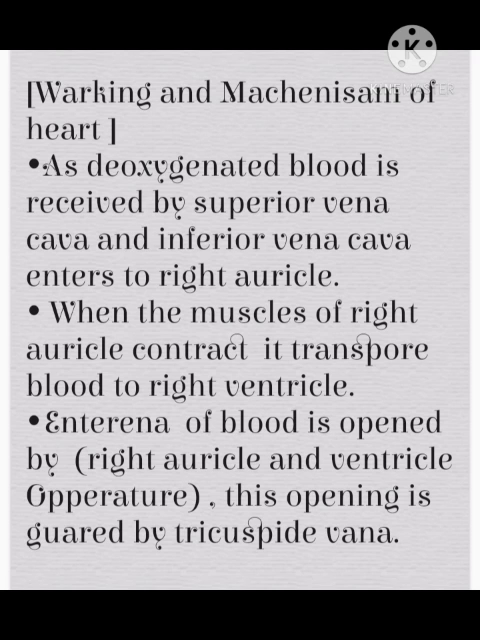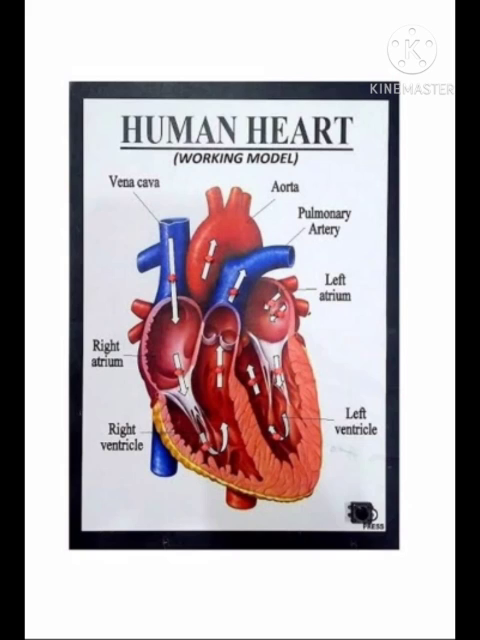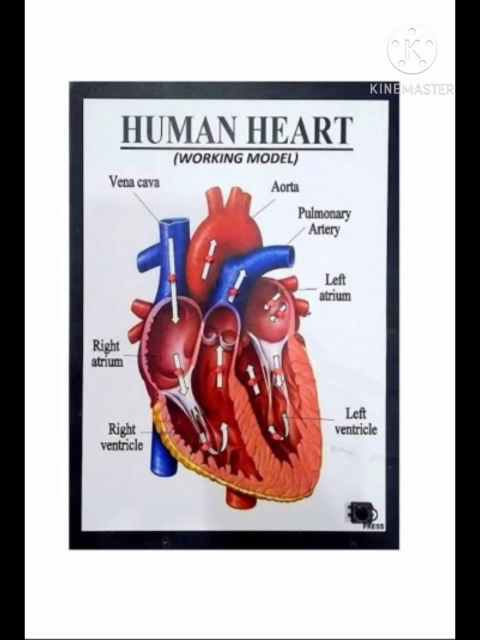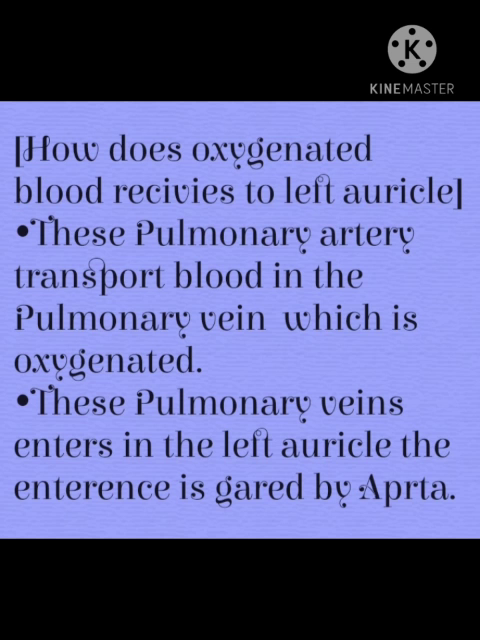So now about the working and mechanism of the heart, which includes the transportation of blood. Deoxygenated blood is received by the superior and inferior vena cava and enters the right auricle. When the muscles of the right auricle contract, it transports blood to the right ventricle, and the entrance of blood is opened by the right auricle and ventricle aperture. This opening is guarded by the tricuspid valve.